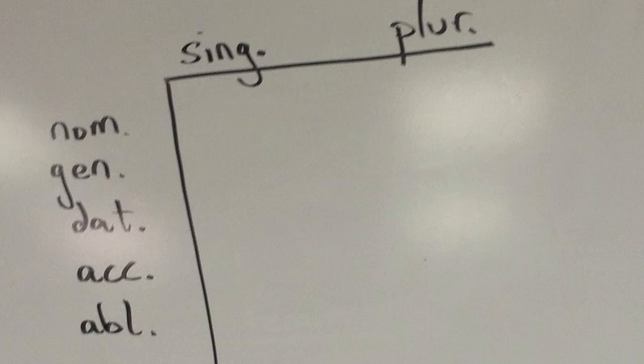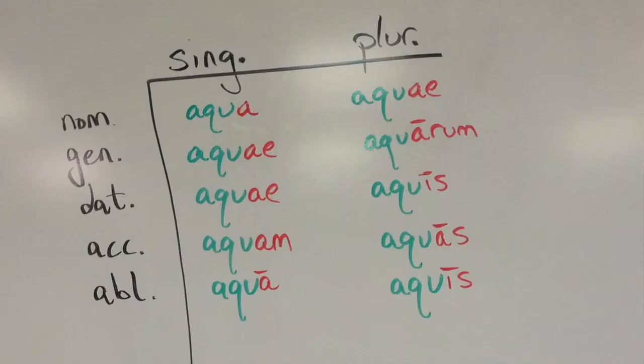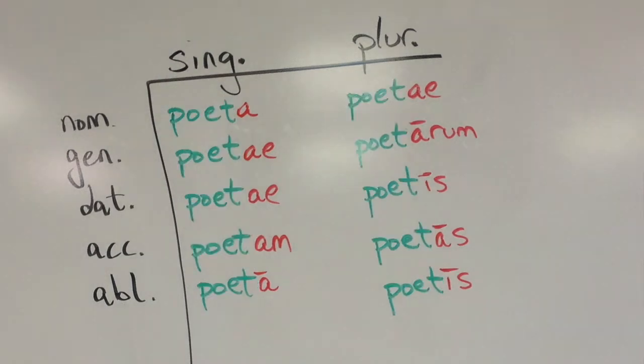So once again, set these up like you did in the chart for femina and apply the first declension endings to them. If you do it properly, then they should wind up looking like this. Aqua, aquae, aquae, aquam, aqua. Don't forget the long mark over the A in the ablative singular. And then in the plural, it would be aquae, aquarum, aquis, aquas, aquis. For poeta, you would get poeta, poetae, poetae, poetam, poeta. Once again, macron over the A in the ablative singular. Poetae, poetarum, poetis, poetas, poetis.